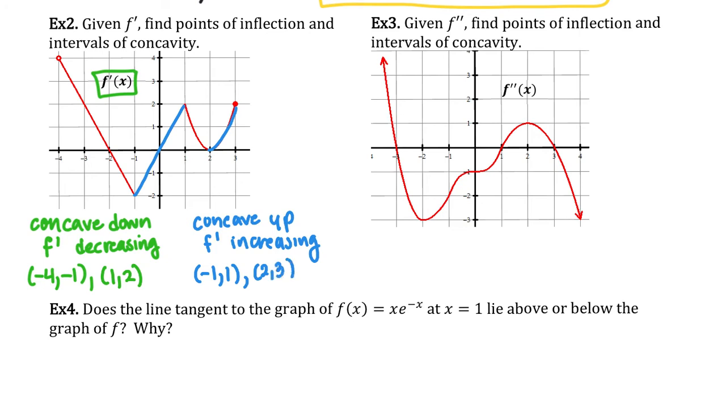Okay, now what else is it asking me? It's asking for points of inflection. The points of inflection are the x values where the graph is going from concave up to concave down or vice versa. So this was concave down and then switched to concave up. So at x equals negative 1, there is a point of inflection. Now it's concave up, switches to concave down, so at x equals 1. And then also right here, concave down, switching to concave up.